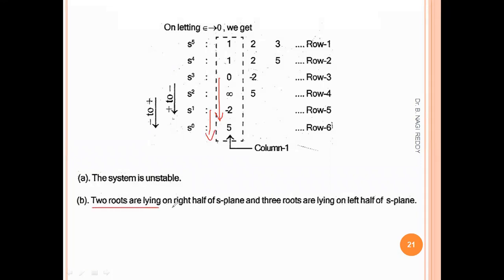So that means 2 roots are lying on the right half of the S plane, and the remaining roots are lying on the left half. 2 roots are in the right half, 3 roots are in the left half, because it depends upon the number of sign changes. Okay. Thank you.